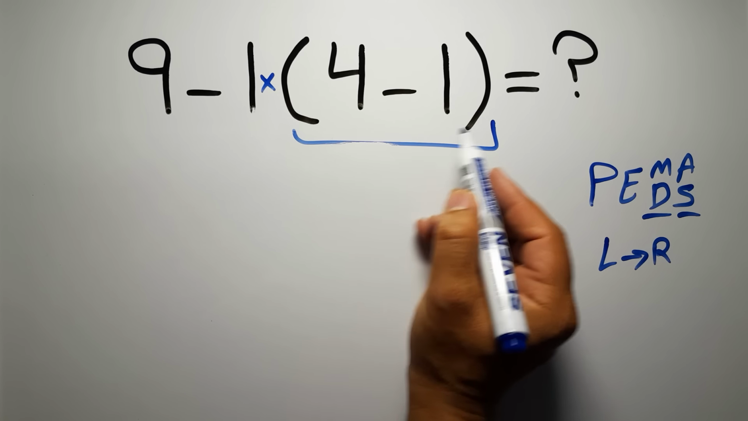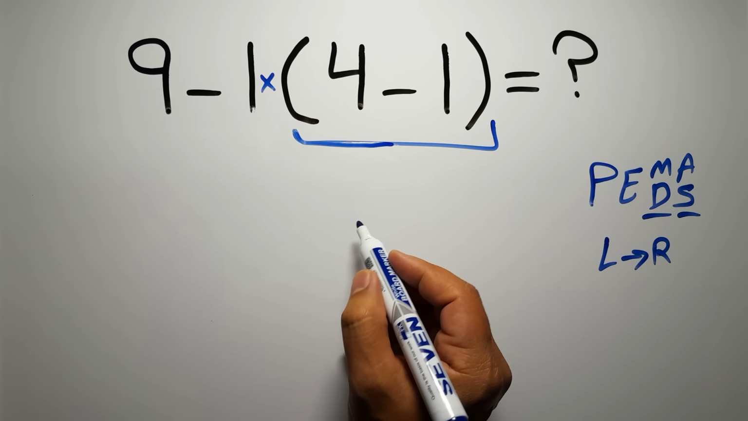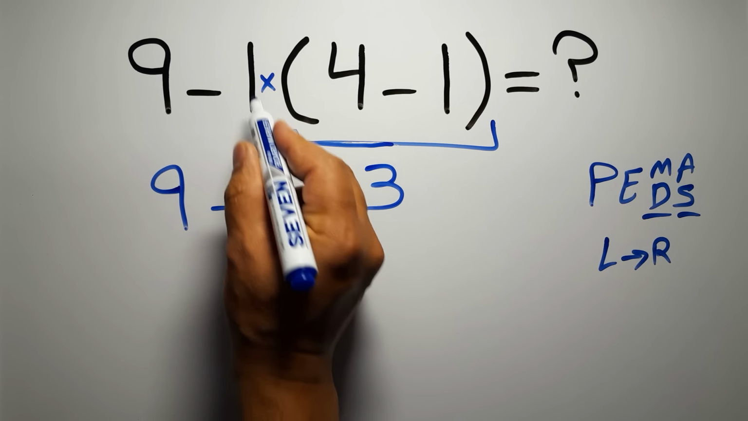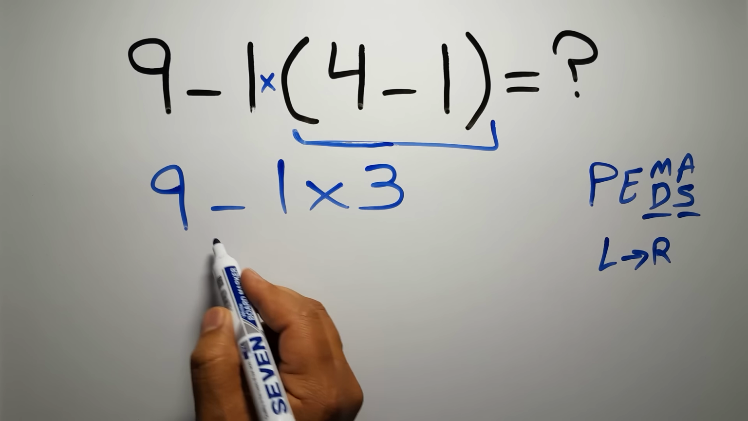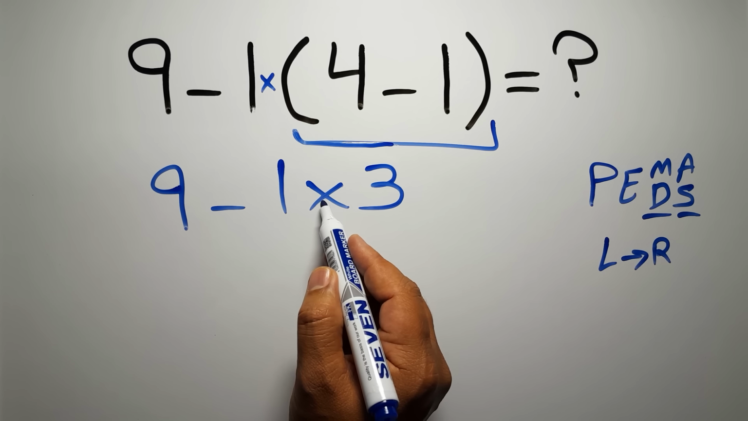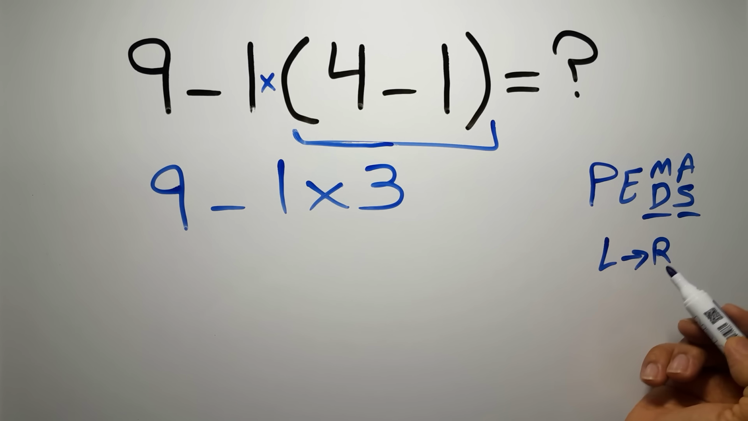So first this parenthesis. Inside this parenthesis we have 4 minus 1, which gives us 3. So 9 minus 1 times 3. Now we have one subtraction and one multiplication. According to the PEMDAS, multiplication has higher priority than subtraction because multiplication comes before subtraction.